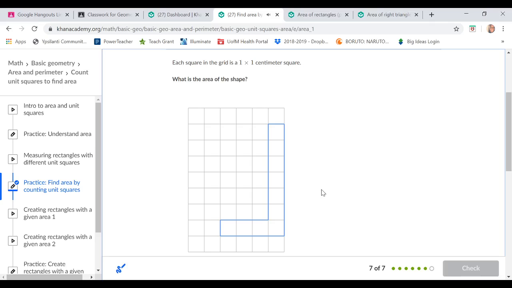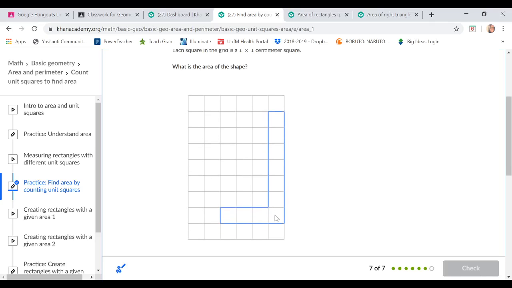And last problem for my set, we have this backwards L shape. So again, it's probably easiest to just count it. So we have 1, 2, 3, 4 here, 5, 6, 7, 8, 9, 10.